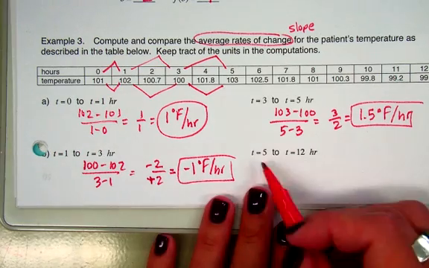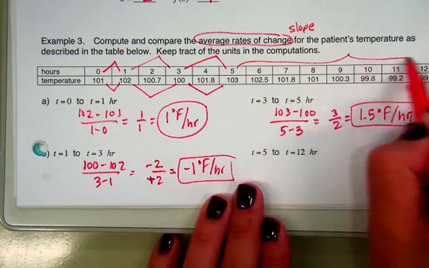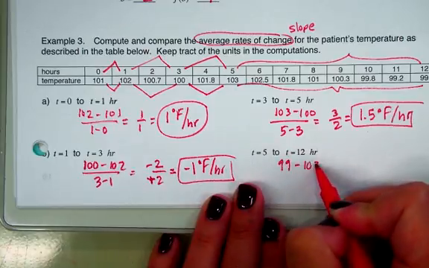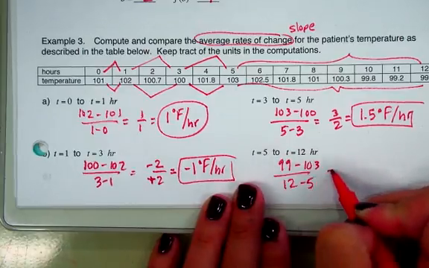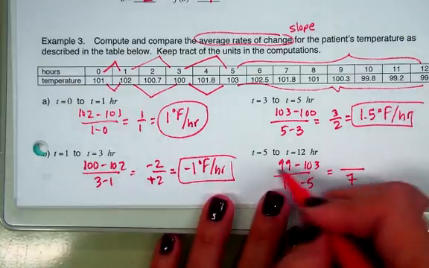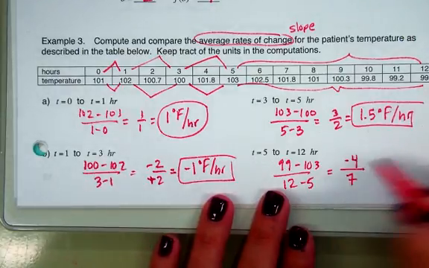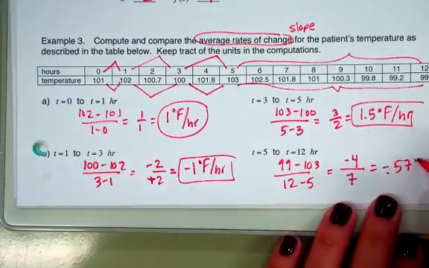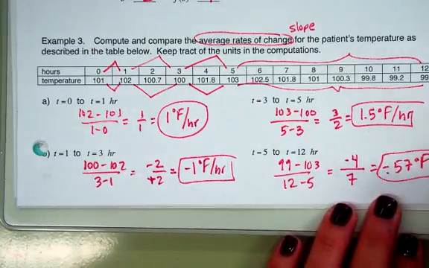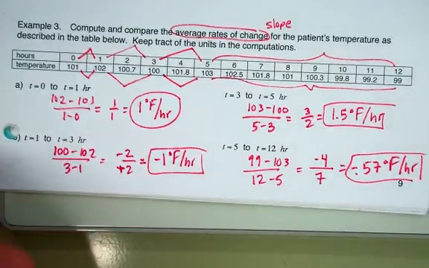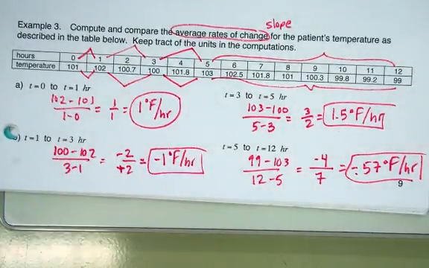And then again from 5 to 12, so you could do this whole segment here, right? 99 to 103 over 12 to 5. And so you get like some decimal, what is this? -4 over 7. So that's about what, -0.5 something. Okay, so it was definitely going down at a pretty steady rate for that last part. Okay, so again, average rate of change, slope. I'm going to pause this video and go on to our next video.